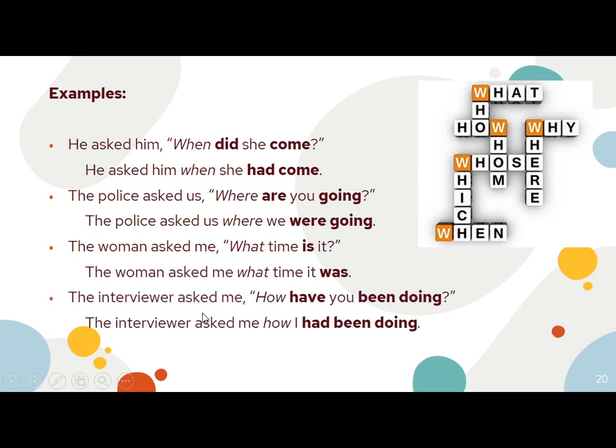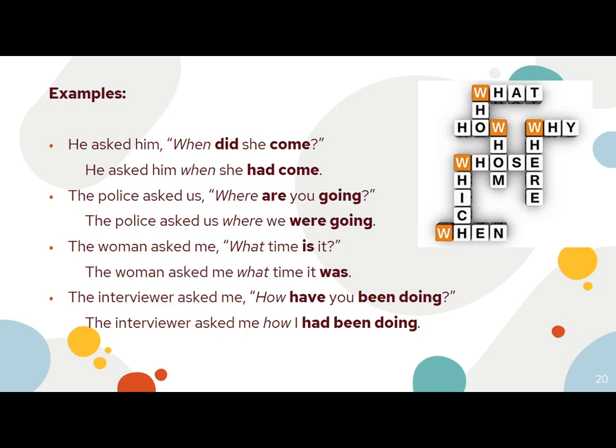And the interviewer asked me, how have you been doing? The interviewer asked me how, and then I had been doing. If you take a look at the case of WH words, it's going to be the same WH word, so you can introduce the statement, and then the statement has to be in the order of a sentence: subject and verb.